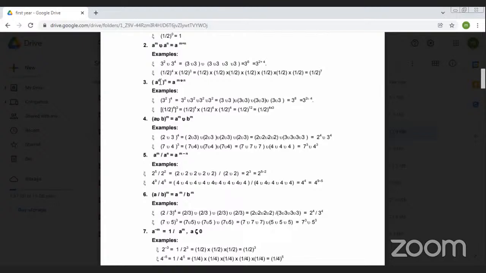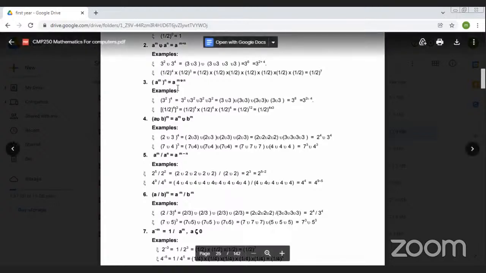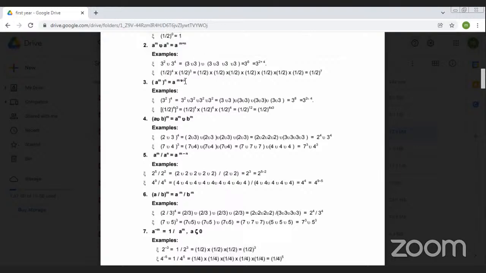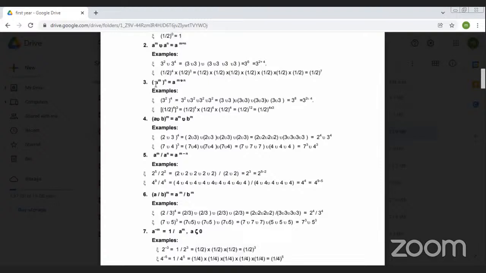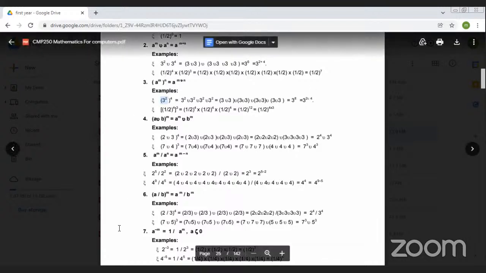Now the next one is a raised to m into n, so a raised to m into n. See, the difference between this and the previous one is that there the bases are the same and the exponents are different. But over here, your base is one type, and in between you have multiplication. So 3 raised to 2 into 4. Here you need to write 3 raised to 2, 4 times. So this is nothing but 3 raised to 8, that is, 2 fours are 8.